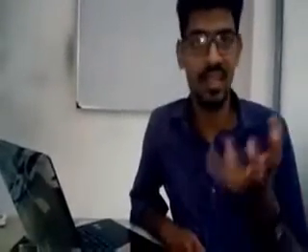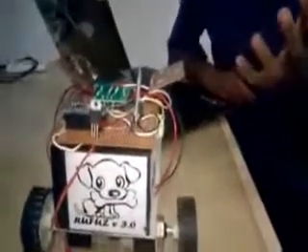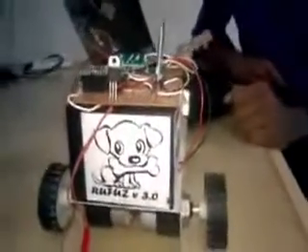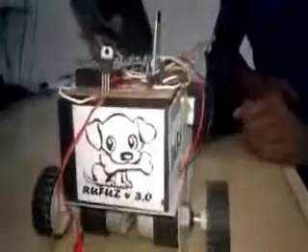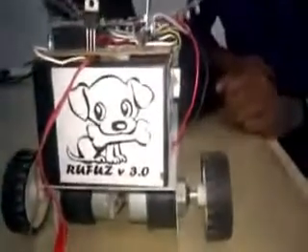One of its abilities is voice recognition. You can just take your mobile phone and ping this robot, and you can say anything and it will do it. For example, you just say forward and the robot will move forward. If you say backward, the robot will move backward. If you say right, it will go right. If you say left, the robot will move left.